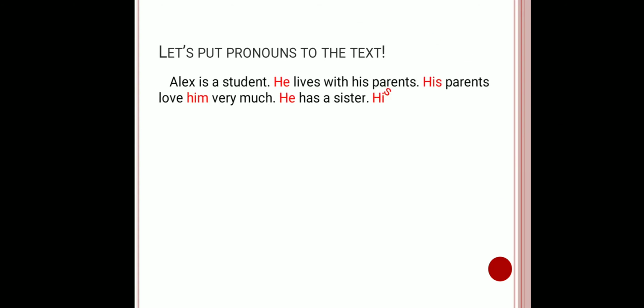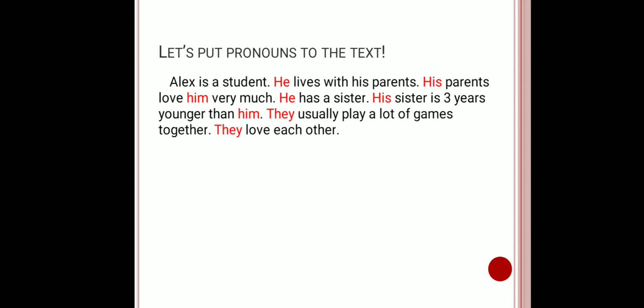Alex is a student, okay? He lives with his parents, so I replaced the noun Alex with a subject pronoun, which is he, to refer to a boy, because Alex is a boy. Okay, he lives with his parents. His parents love him. So I replaced Alex with the object pronoun him, and I put the object pronoun him here because it comes after the verb, which is love.